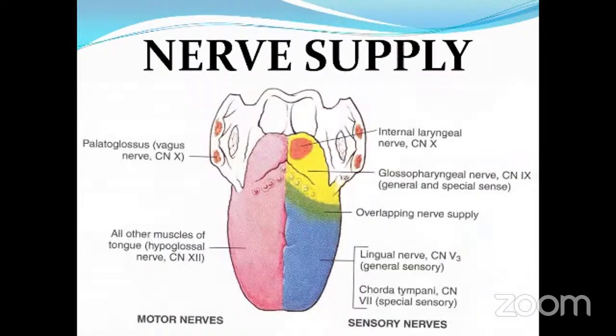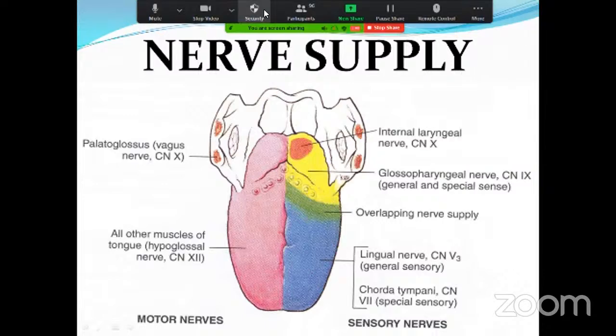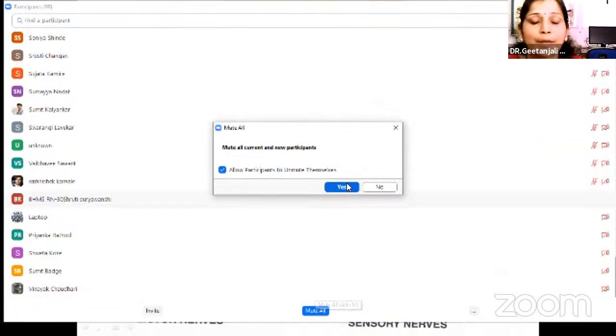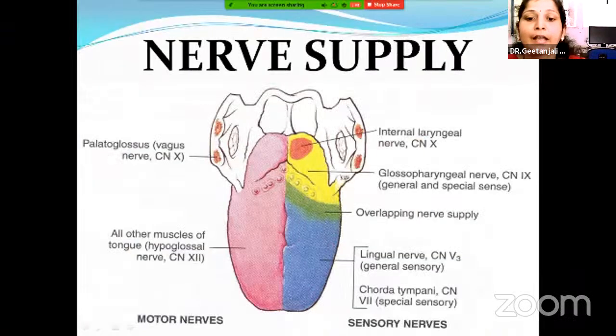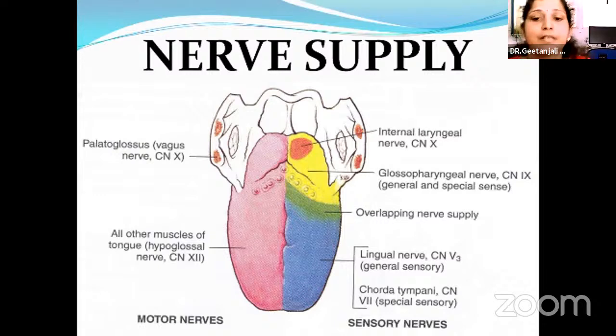Then sensory nerve supply: the anterior two-third is supplied by chorda tympani for special sensation and lingual nerve for general sensation, and the glossopharyngeal nerve supplies both the general and special sensation.